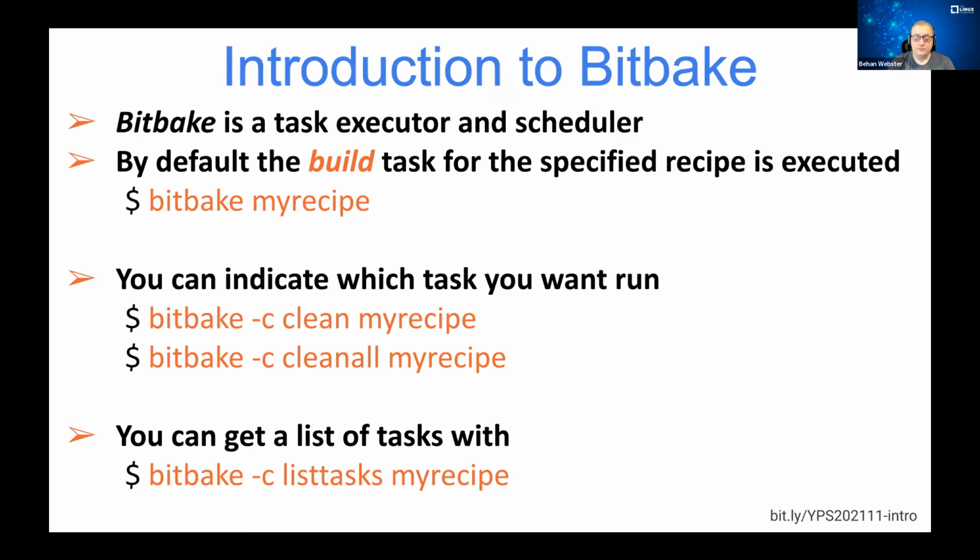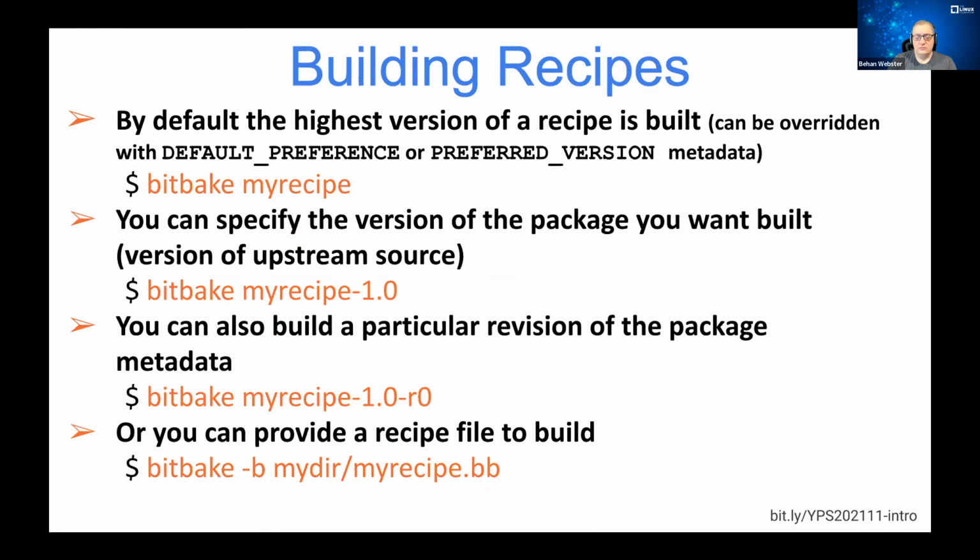You can also get a list of any tasks that are available for a particular recipe by doing a Bitbake -c listtasks. This will list all the default tasks, as well as any tasks that have been brought in by the various BB classes that have been involved for that particular recipe. So there'll be slightly different tasks depending.